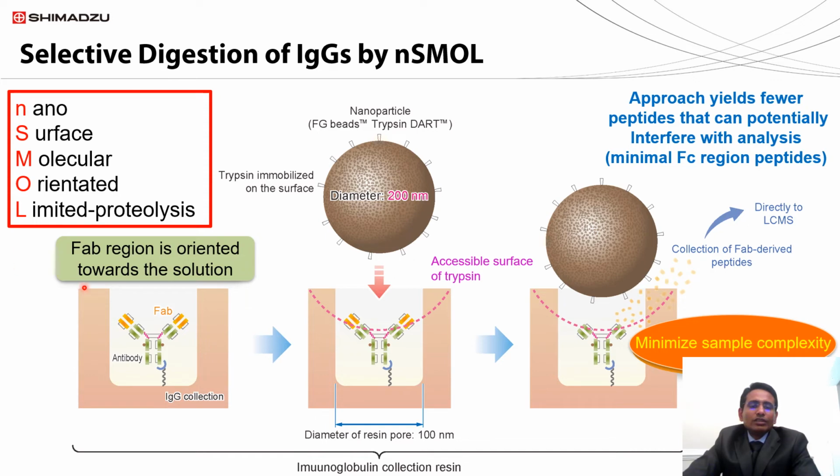First, let's say it's a mAb. A mAb has Fab and Fc regions, as I have shown earlier. The Fab region is oriented towards the solution. So the Fc is captured with the beads, and then it's released with the digestion and then analysis. In the next slides, I am going to show you how the analysis can be done.